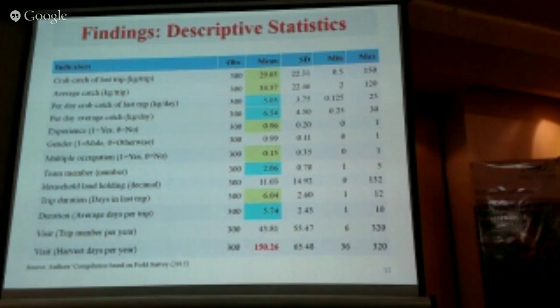So we were interested to look at the occupation pattern. We asked their main occupation and other occupations also. Accordingly, we found that about 85% of them are solely related to crab catching. The remaining 15% have some other occupations in addition to crab catching. They enter the forest in a team, so we were interested to know the team size. As you see in the slide, the average team size is around 2 people per team. Trip duration is about 6 days per stay in the forest for crab catching. And if you see the last row, the harvest days in a year, it's around 150 days a year they are harvesting crab from the Sundarban.